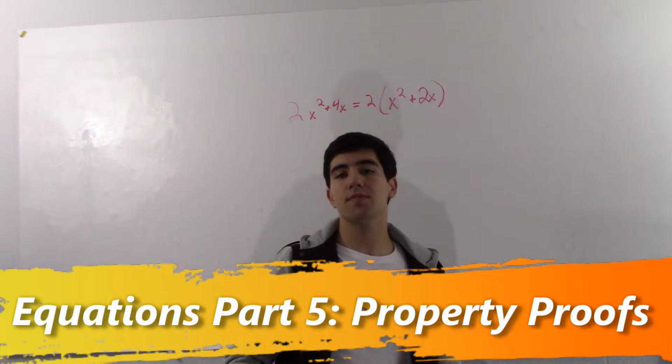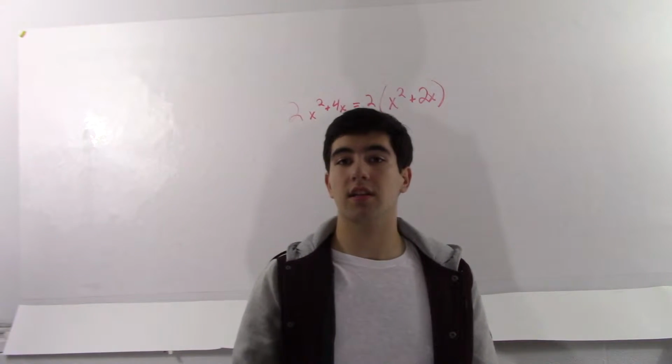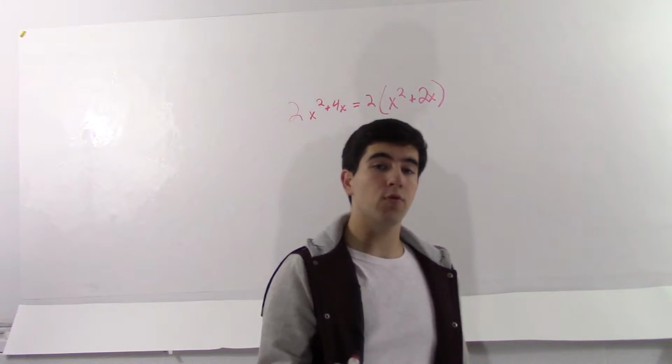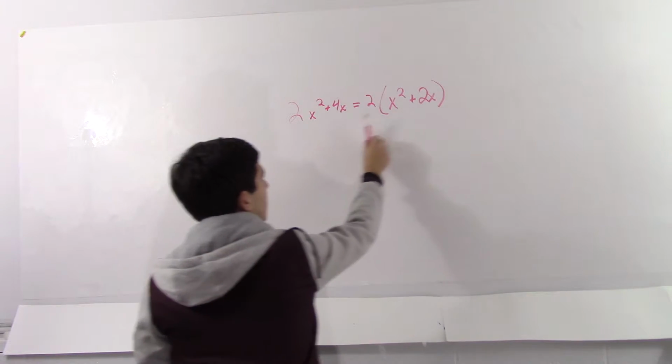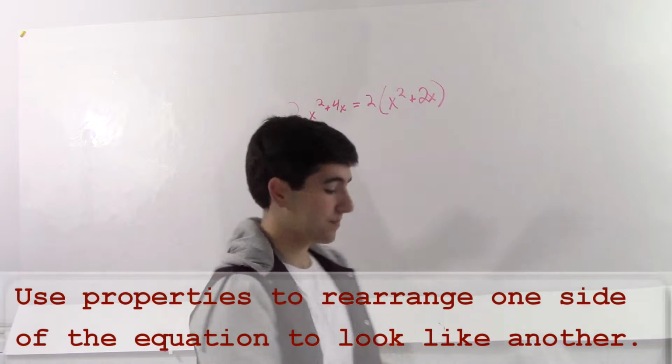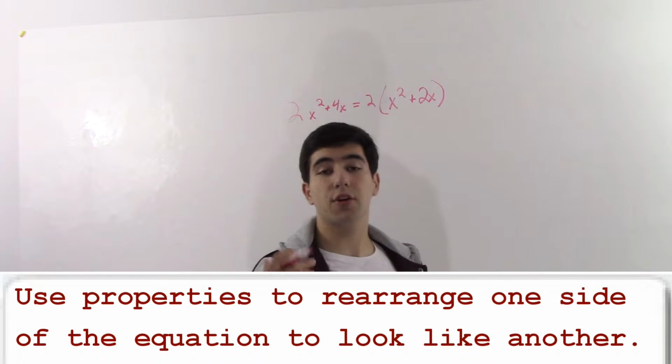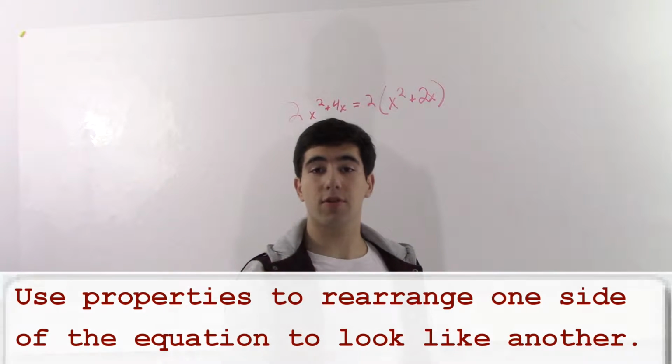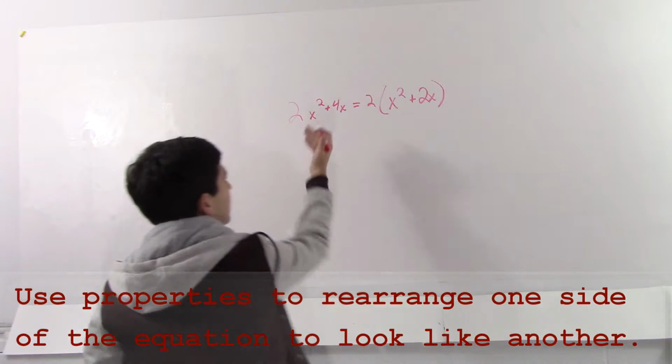Now remember, what does it mean for two expressions to be algebraically equivalent? We just have to prove that one side is equal to the other side, and that doesn't necessarily mean finding a numerical solution. One way we can do this is by using our commutative, associative, and distributive properties. So let's take this basic example.